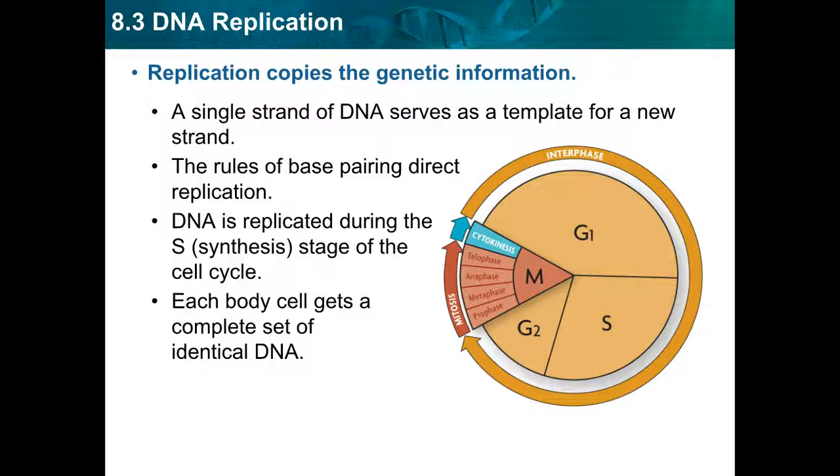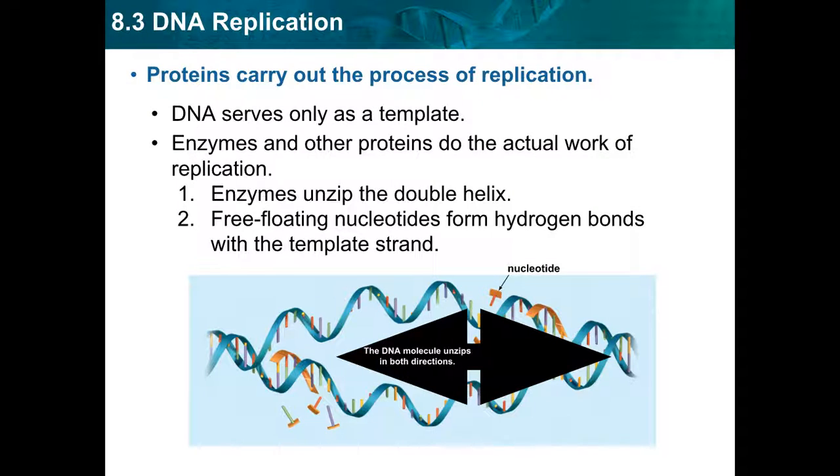Now you guys have already learned that DNA is replicated or copied during the S stage of the cell cycle, synthesis. And then finally, at the end of the cell cycle, each body cell gets a complete set of identical DNA because an exact copy was already made. So let's look a little further into how this process actually works.